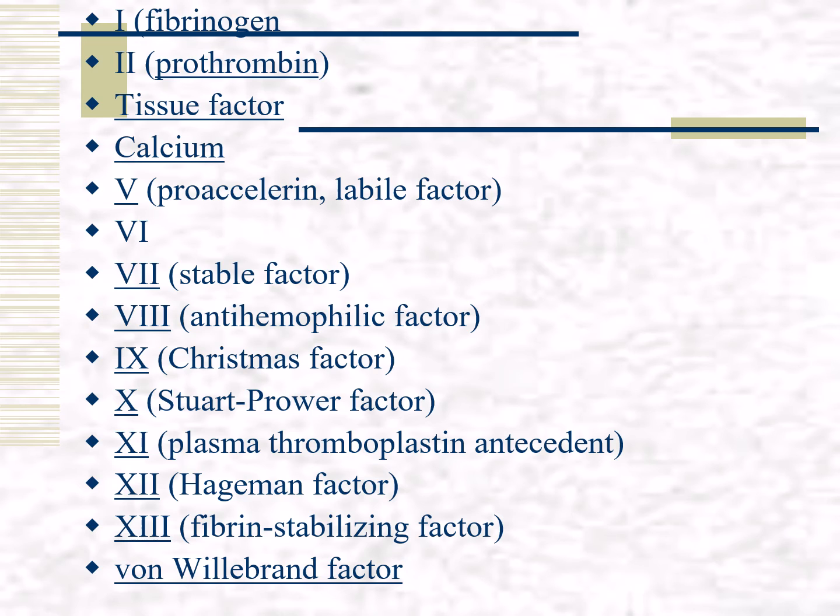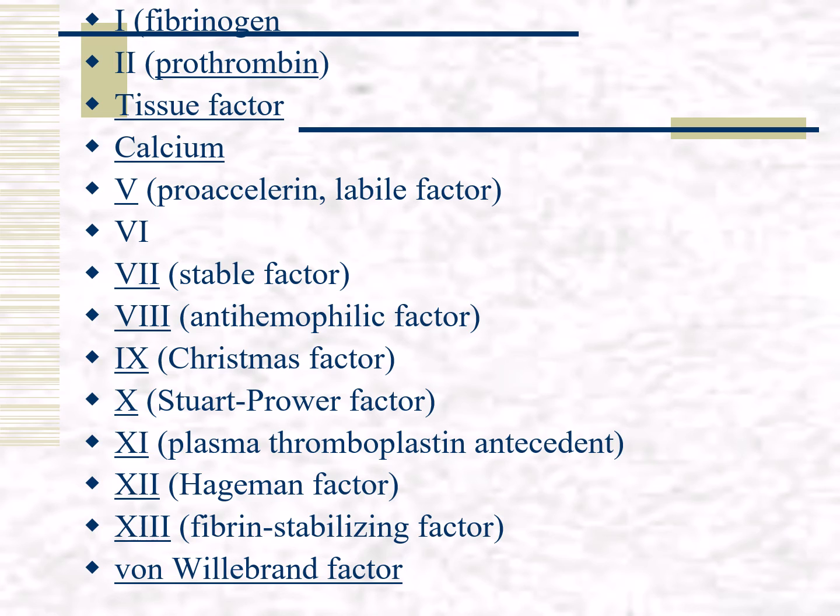You know that this is the only factor that is engaged in the extrinsic pathway. Clotting factor number 8, anti-hemophilic factor. So this is decreased in case of hemophilia. Then clotting factor 9 is Christmas factor. So this is also involved in another type of hemophilia, type B.